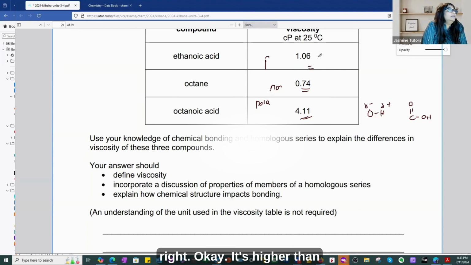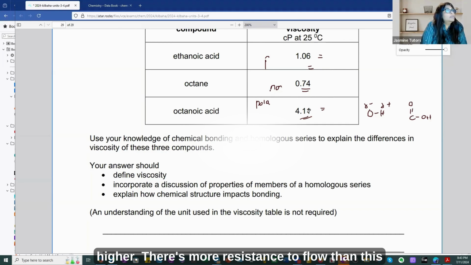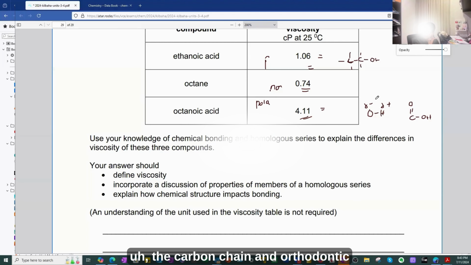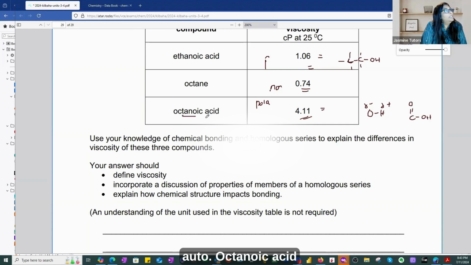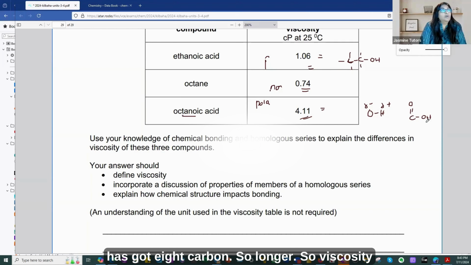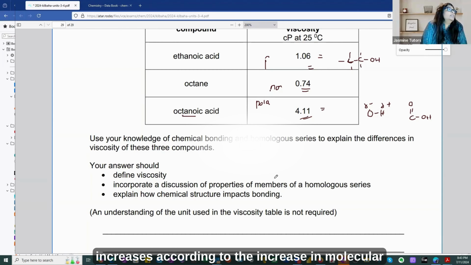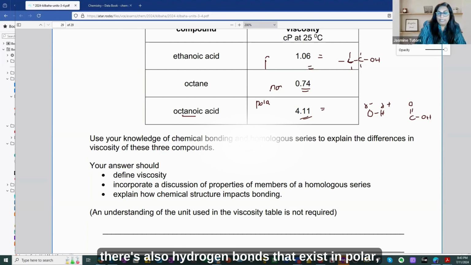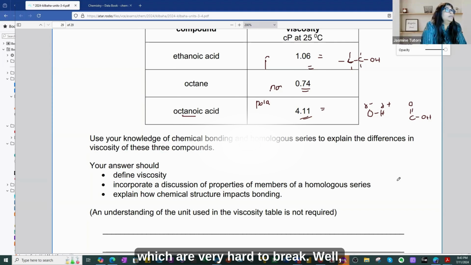Its viscosity is higher than ethanoic acid. There's more resistance to flow because ethanoic acid has a shorter carbon chain, whereas octanoic acid has 8 carbons, so it's longer. So viscosity increases according to the increase in molecular size. There are also hydrogen bonds that exist in polar molecules, which are very hard to break.